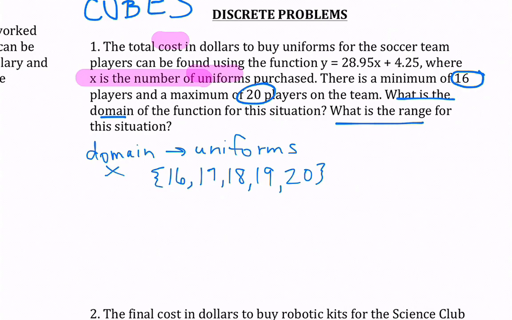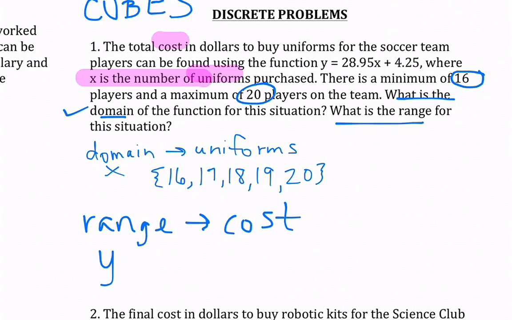Okay, so we answered this question. What is the domain? We did that. I know domain is x. It told me x was the number of uniforms. Well, I know we could have anywhere from 16 to 20 players. So I could have 16, 17, 18, 19, or 20 uniforms. Okay, now let's do range. We know range is y. And we know that y is standing for the cost.